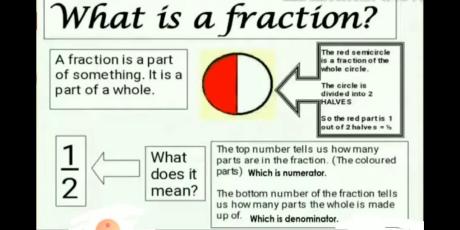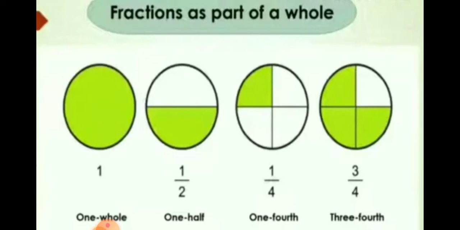Now 1 upon 2, what does it mean? The top number tells us how many parts are there in the fraction, so the colored part, which is the numerator. The bottom number of the fraction tells us how many parts the whole is made up of. You can see the whole circle is made up of two parts. So we have written 2 as the denominator, that is, the total parts.